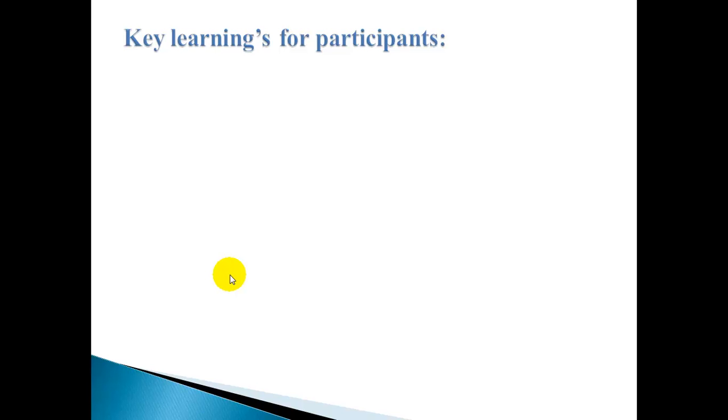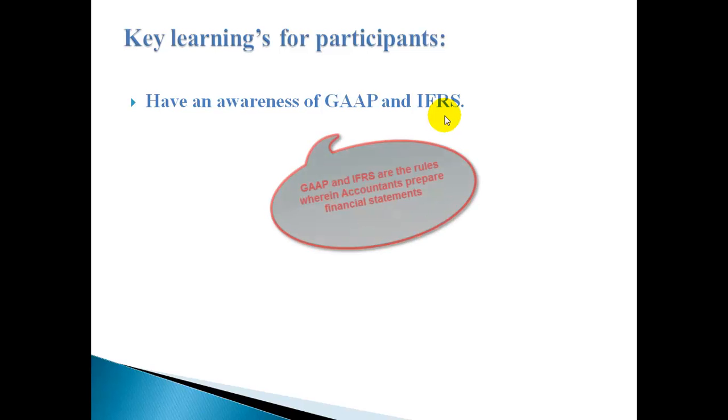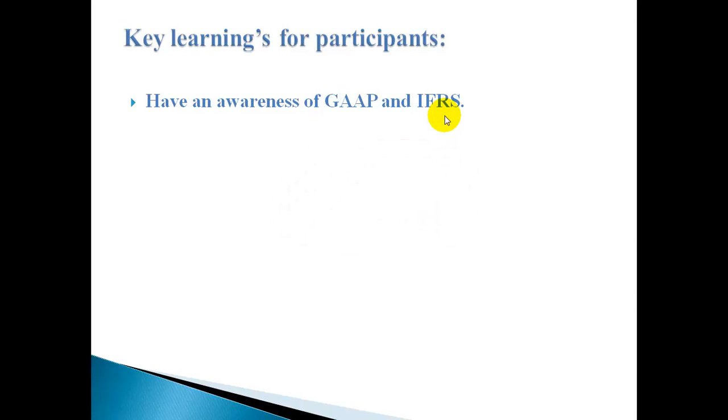Key learnings. You're going to have an awareness of generally accepted accounting practice and International Financial Reporting Standards, IFRS. I don't expect you to be able to do the work of an accountant, but at least you'll be able to talk to your accountant with more confidence. And when they talk about GAAP and IFRS, you'll know exactly what they're talking about.